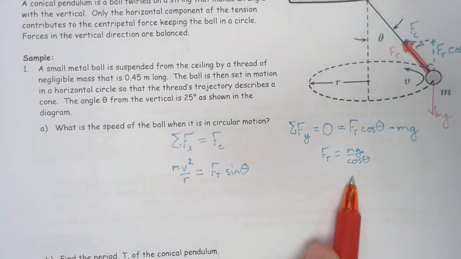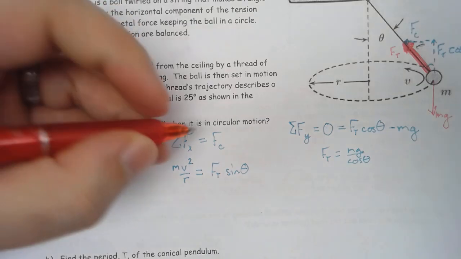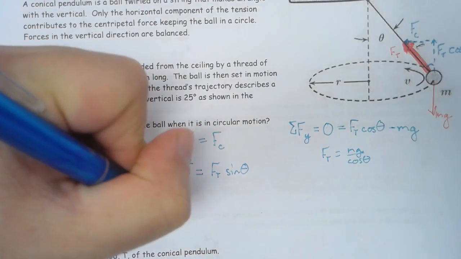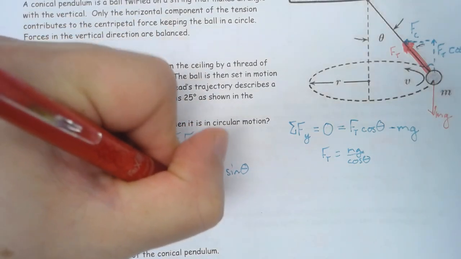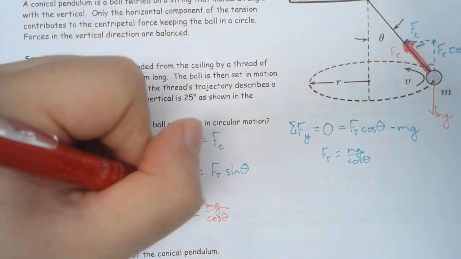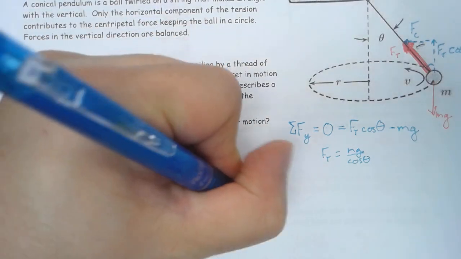Can we just plug this in? This is Ft solved for. That's Ft right there. Why don't we just substitute? mv squared over r equals mg over cosine theta. That's what we're plugging in for Ft, times sine theta.